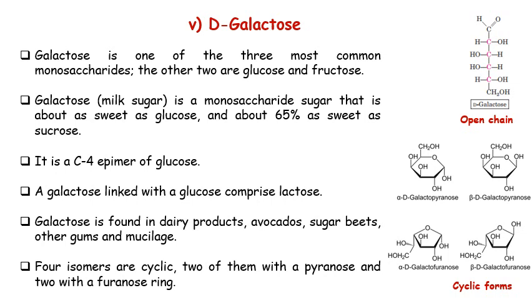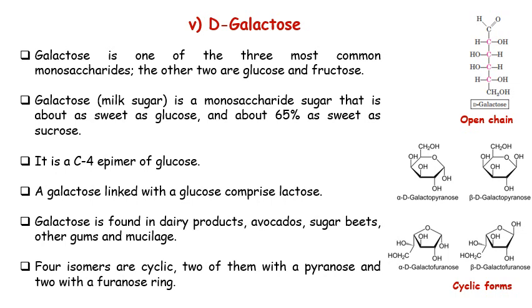So there are four cyclic isomers, in which two of them have the pyranose ring and two have the furanose ring. On the right side, we can see the open chain of galactose and the four cyclic forms. The two pyranoses are alpha D-galactopyranose and beta D-galactopyranose, and below are alpha D-galactofuranose and beta D-galactofuranose. Pyranoses have 5 carbons in the ring and furanoses have 4 carbon atoms in the ring.